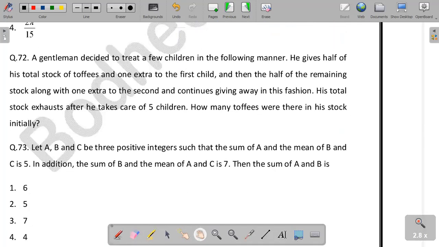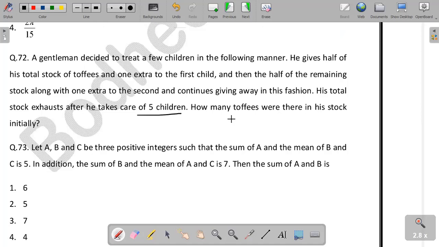A gentleman decided to treat a few children in the following manner. He gives half of his stock of toffees and one extra. This is the perfect CAT level question because the CAT has given exactly this question in some previous year. I don't remember the year, but the CAT has surely given it, and I have taught it multiple times to my students. He gives half of the stock and one extra, and this in the same fashion. His total stock exhausts after he takes care of 5 children. How many toffees were there in his stock?